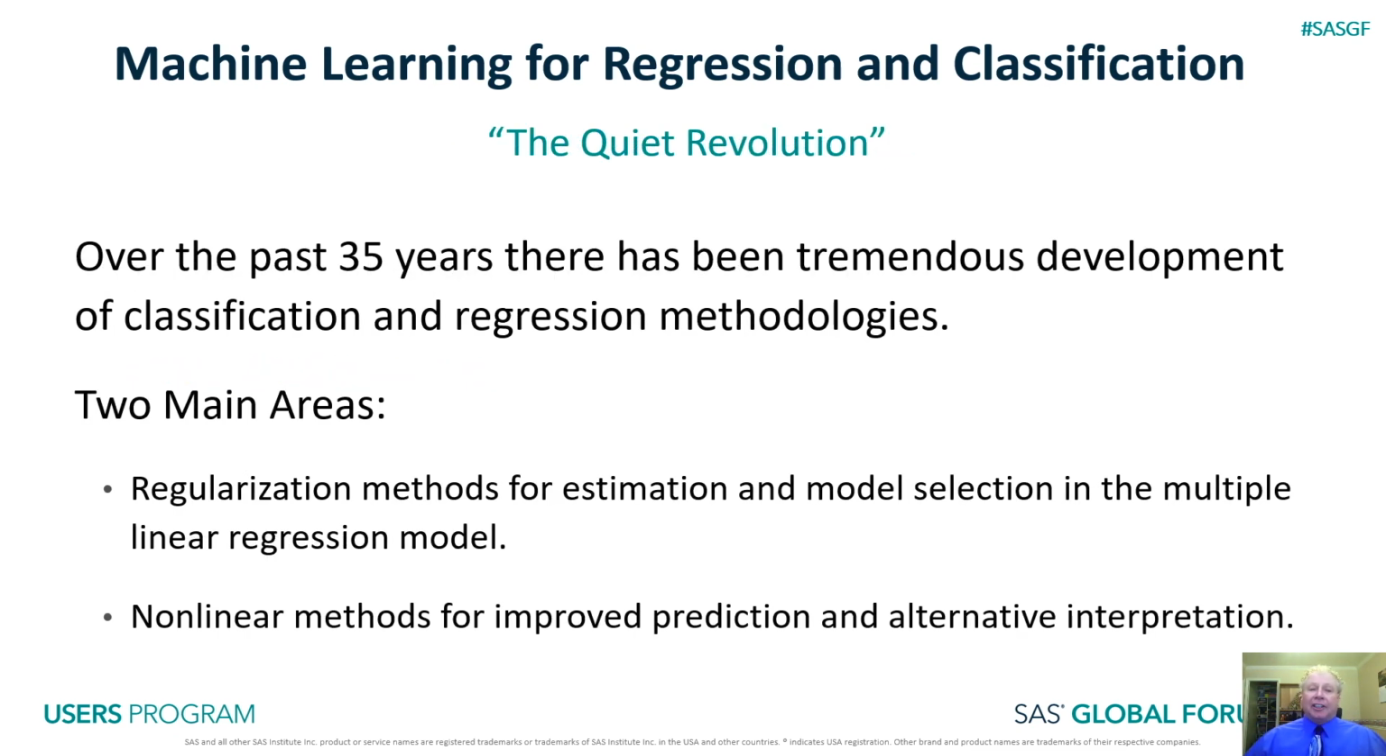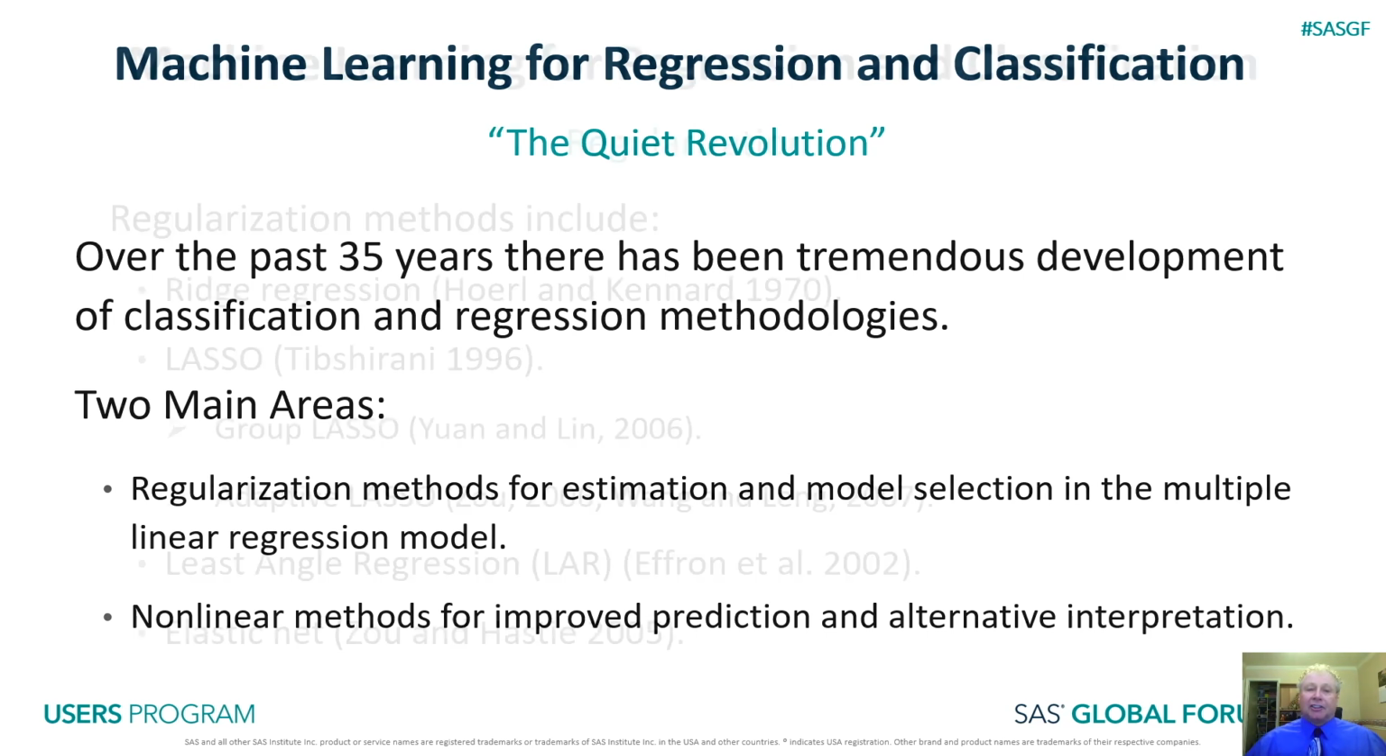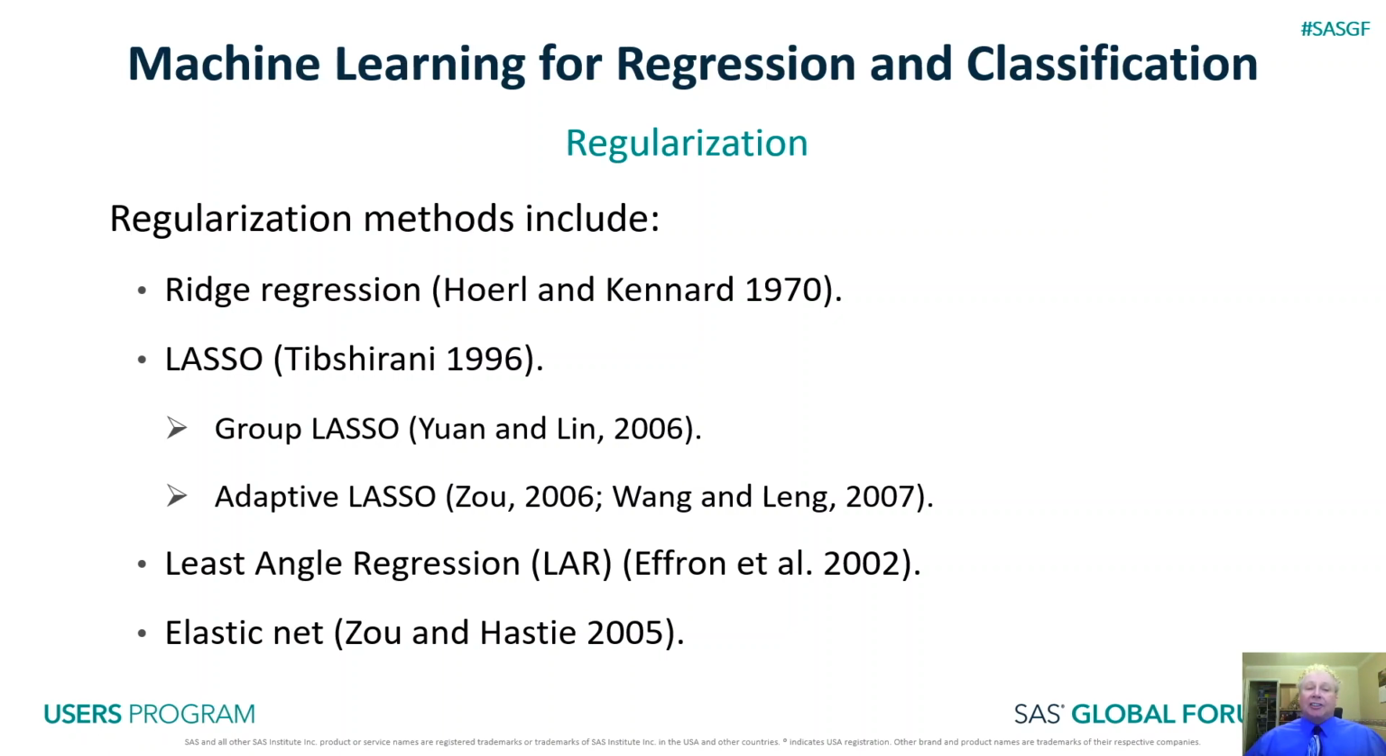Over the past 35 years, there has been tremendous development of classification and regression methodologies, and it has really been something of a quiet revolution. The two main areas of development are regularization methods for estimation and model selection in the multiple linear regression model, and nonlinear methods for improved prediction and alternative interpretation in regression and classification situations. We usually date the origins of regularization methods to a paper by Hoerl and Kennard in 1970, in which they introduced ridge regression as a method for getting sensible regression estimates in the presence of very extreme collinearity.